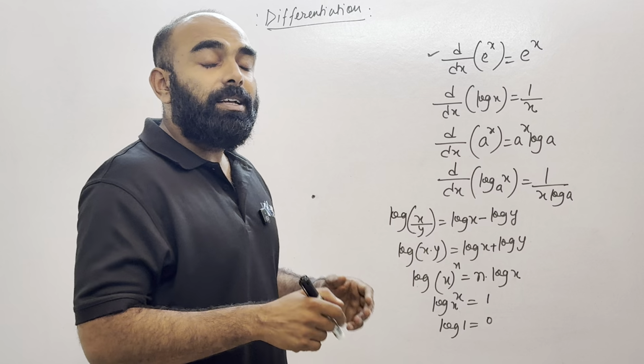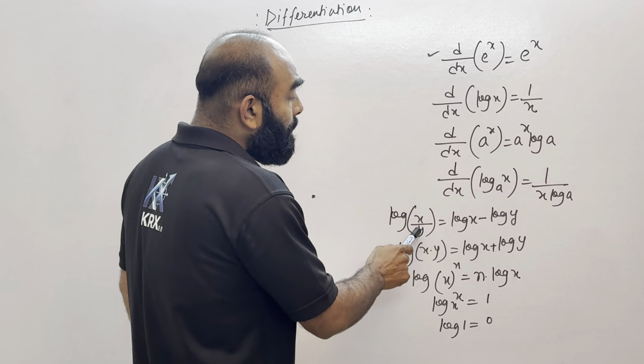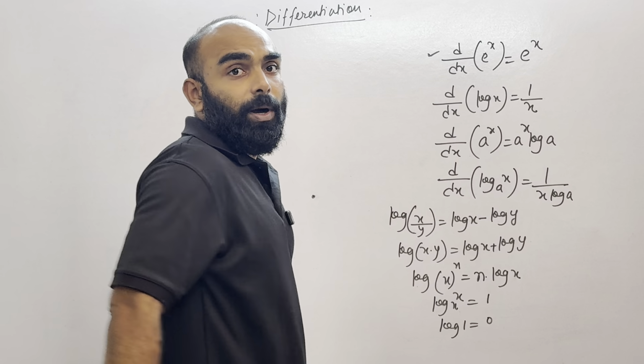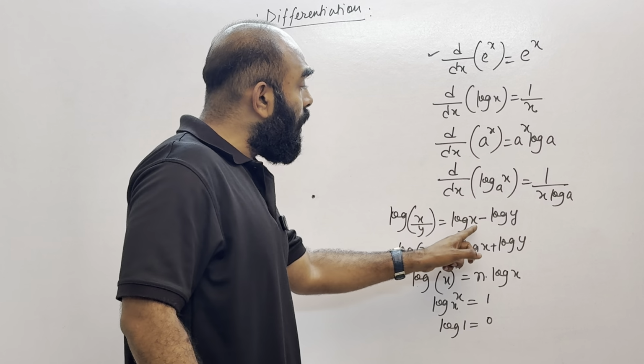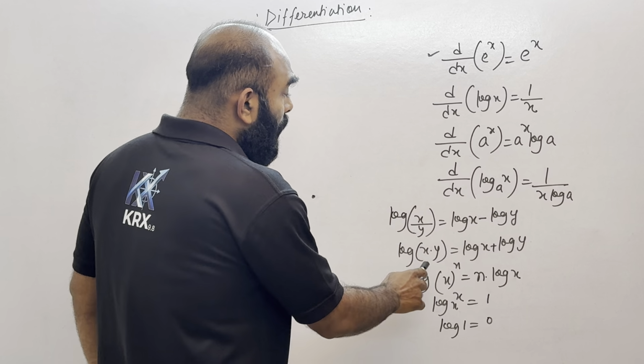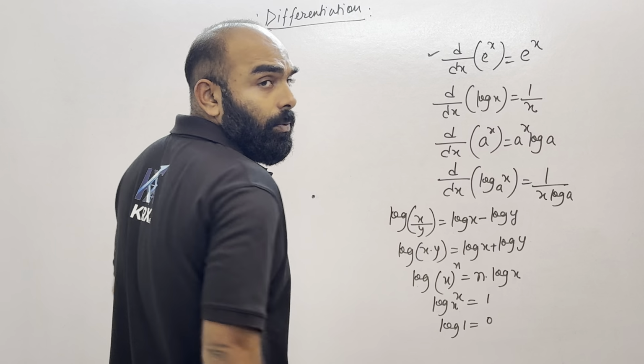Then also we have discussed some properties of the log function, like log of a by b or x by y. It is written as log x minus log y, and vice versa. If I can write like log x minus log y, so I can write like log of x by y. Log of x into y, it is written as log x plus log y.